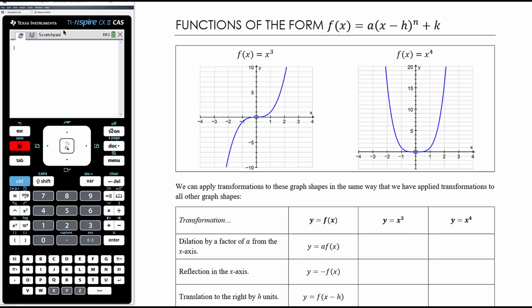For example, when x equals 0, y also equals 0, so we go through the origin. When x equals 1, 1 cubed is 1. When x equals 2, 2 cubed is 8. Okay, and obviously 3 cubed is 27, and so things get bigger and bigger and bigger as x gets bigger. When x equals -1, -1 cubed is going to still be -1.